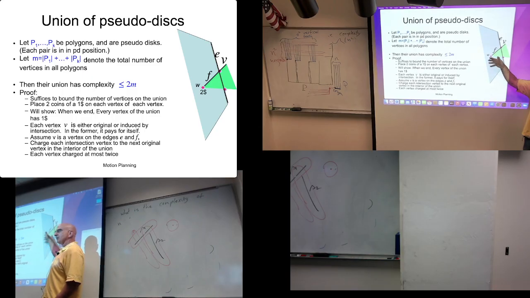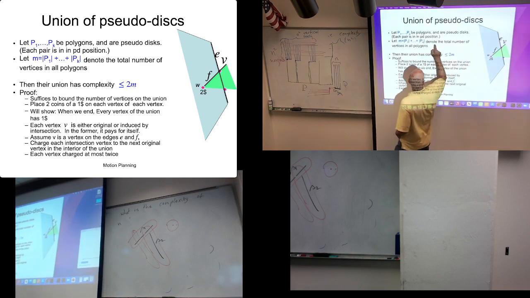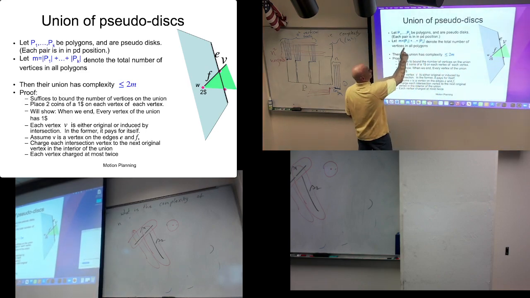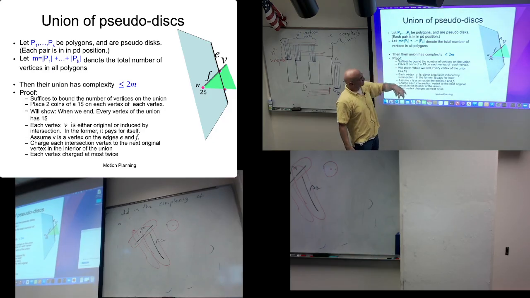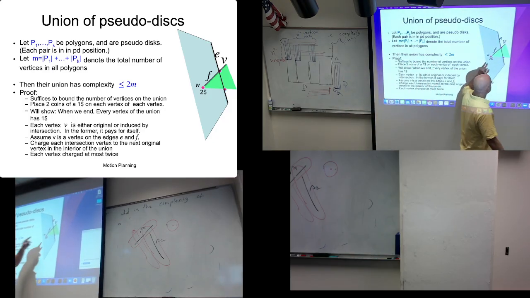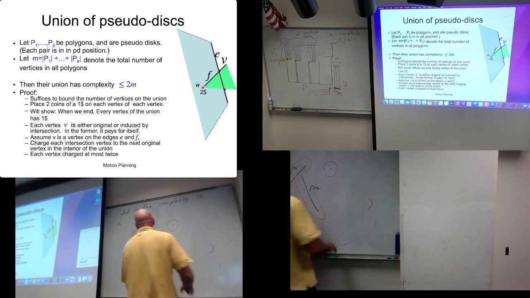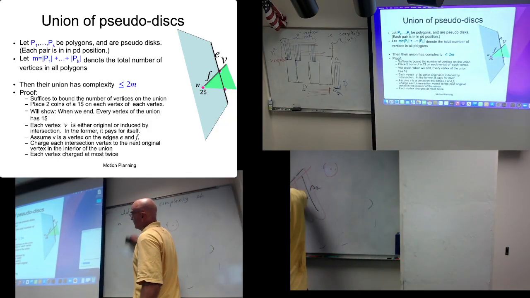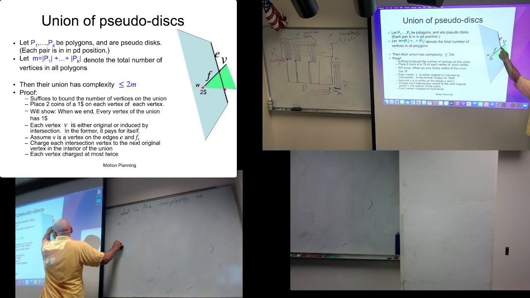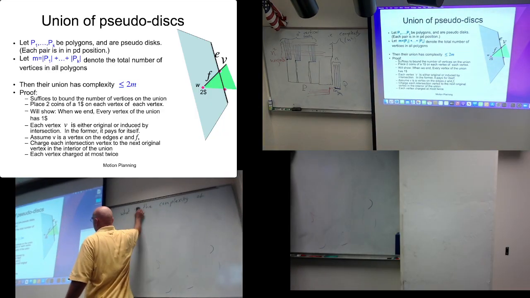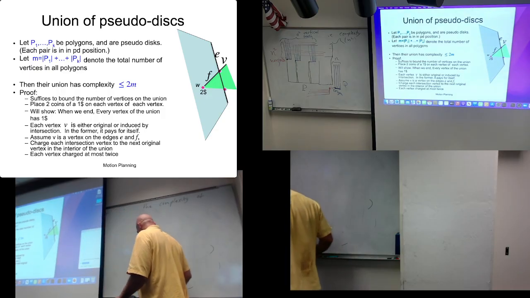Now I'm going to start to shift. How many dollars did I spend? Well, if my original polygons have only m vertices, it cost me so far 2m dollars. And I want to convince you that now I can shift the dollars so every vertex, either of the original polygon or a vertex of the union, has somebody to pay for it, has at least $1 inside it.